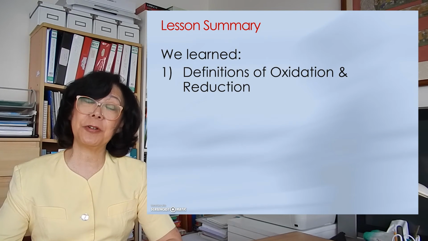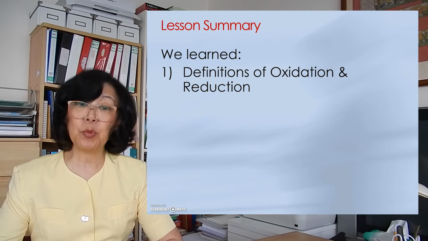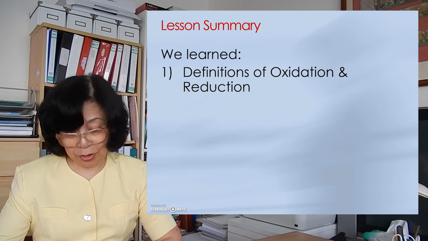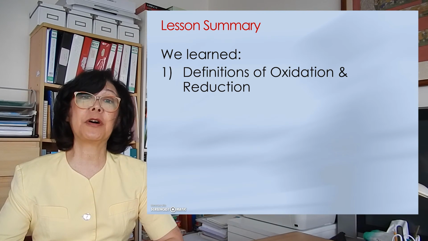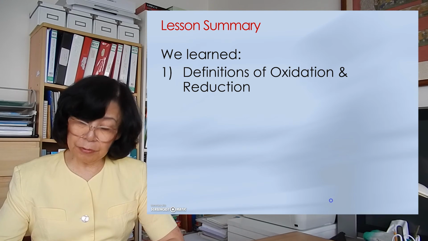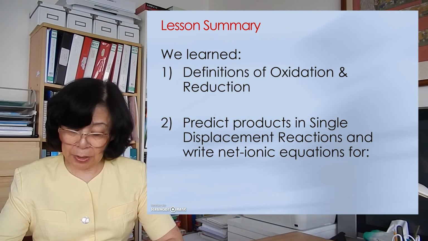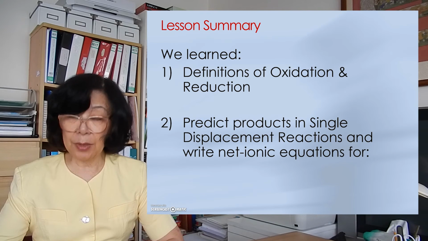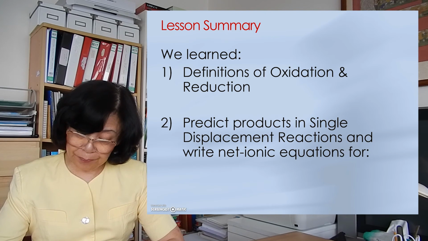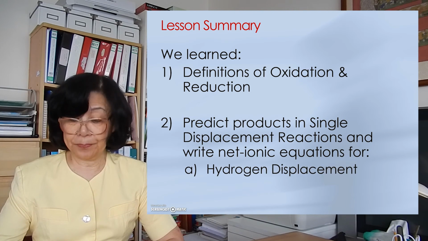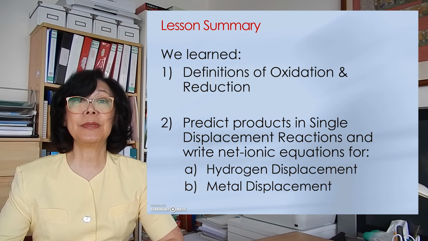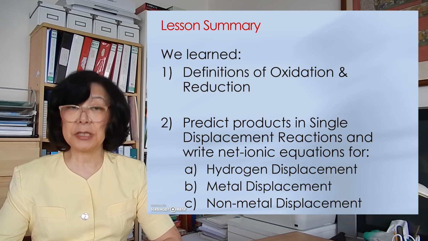To sum up what we have learned today, first we define what are oxidation and reduction reactions by the transfer of electrons. And 2, we predict the products in single displacement reactions and write net ionic equations for hydrogen displacement, metal displacement, and finally, non-metal displacement.